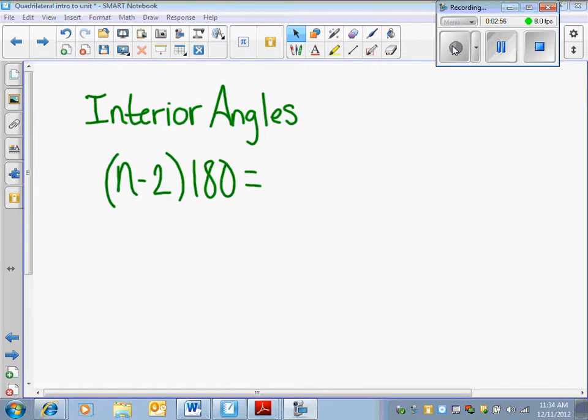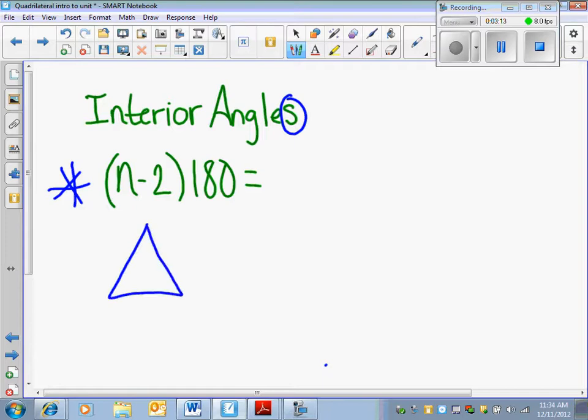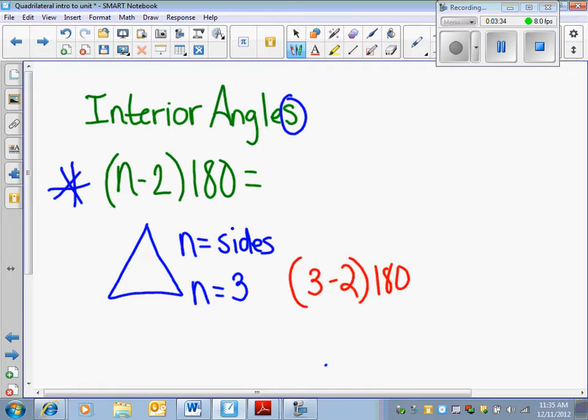Okay, here we go. Here it says interior angles. Oh my goodness, not one, but it's plural. The formula that you have to memorize for interior angles is n minus 2 times 180. Well, let's check it out with a triangle. n represents the sides of the polygon, and in this case, n is equal to 3. So if we plug 3 into the formula, 3 minus 2 times 180, we get 1 times 180. So the angles inside of a triangle add up to 180 degrees.